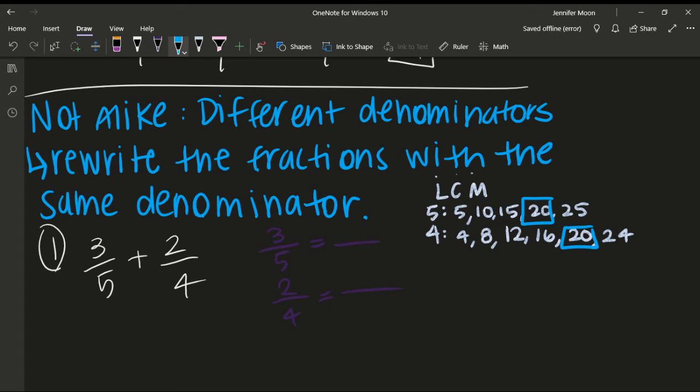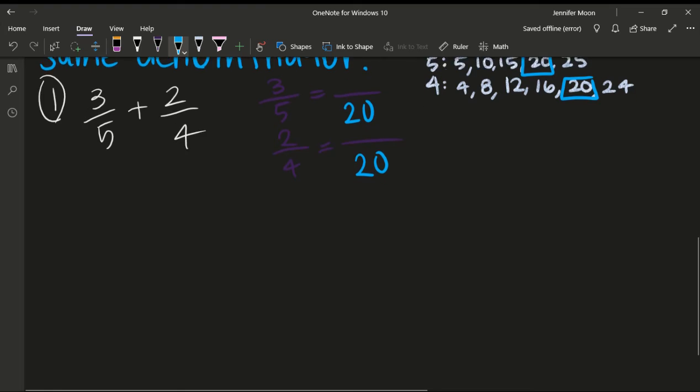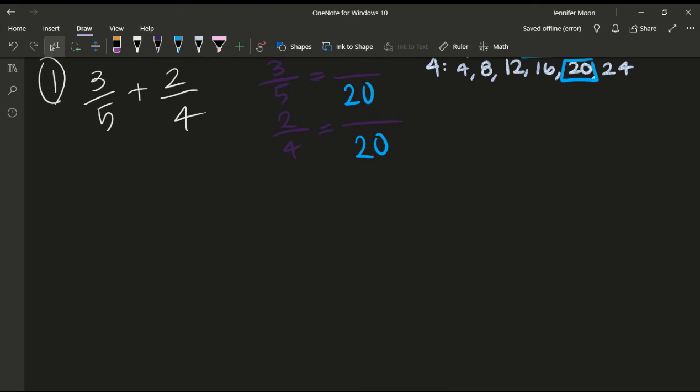These 20s are going to go on the bottom. So essentially what I'm doing is I'm taking this 3 over 5 and this 2 over 4 and I'm rewriting it. It's still going to be equivalent, right? That's why they have the equal signs right there. They're still equivalent fractions, but they're going to be larger because rewriting them with the same denominator means that I can now add or subtract them.